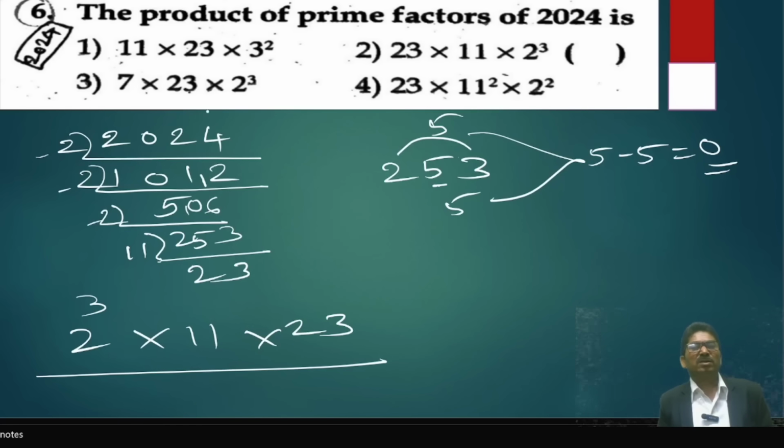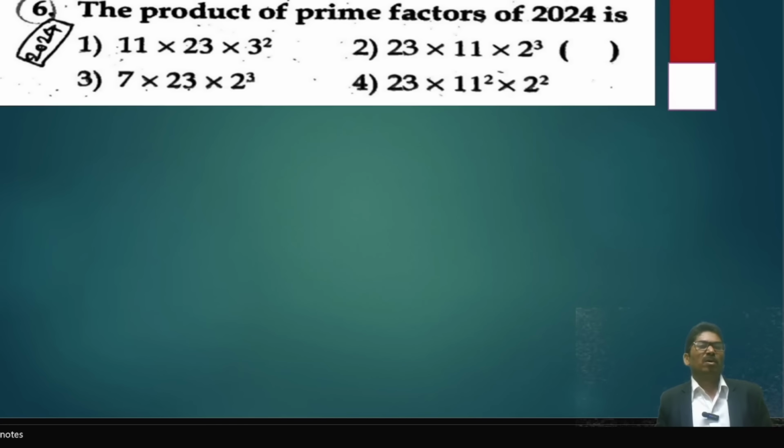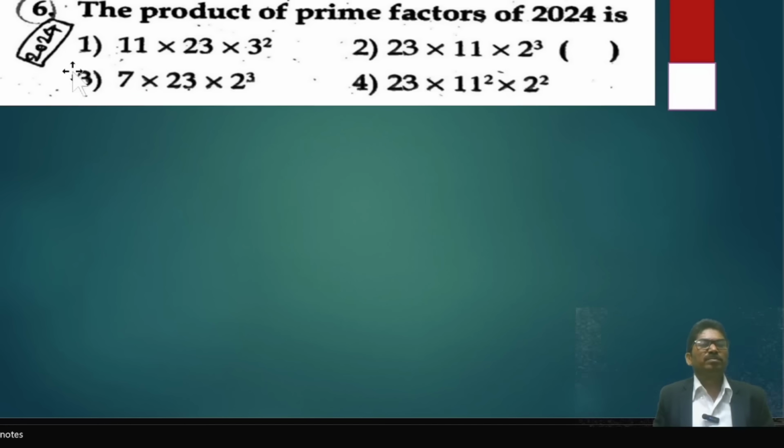So what is the correct option? Here it is given in reverse order: 23 into 11 into 2 cube. 2 is the correct option. Next, completed the 6th question.